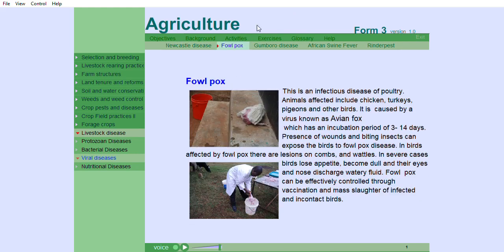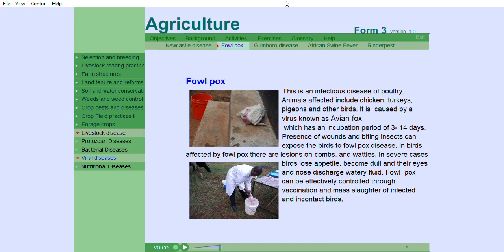Fowl pox. This is an infectious disease of poultry. Animals affected include chicken, turkeys, pigeons, and other birds. It is caused by a virus known as avian pox, which has an incubation period of 3 to 14 days. Presence of wounds and biting insects can expose the birds to fowl pox disease.